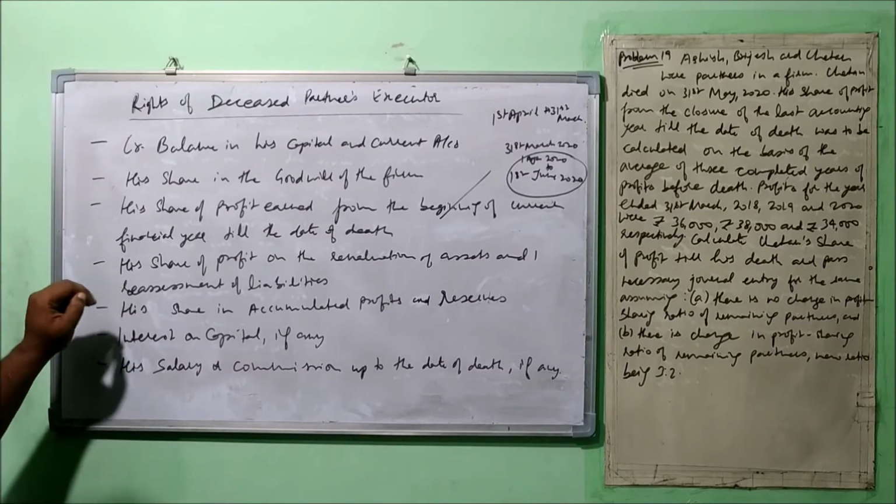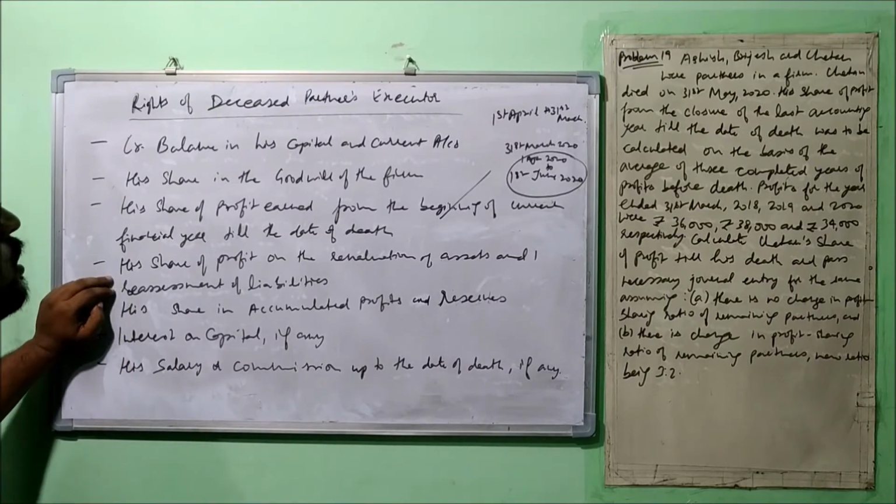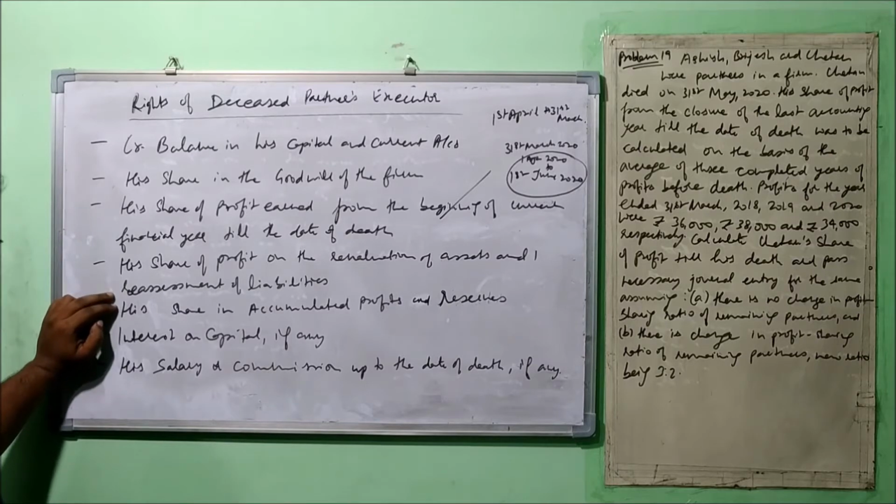Now, his share of profit on the revaluation of assets and the assessment of liabilities. After preparation of the revaluation account, you know very well, we used to transfer the loss or profit to the retiring partner as well. Similarly, here the entire amount will go to the executor of the deceased partner.